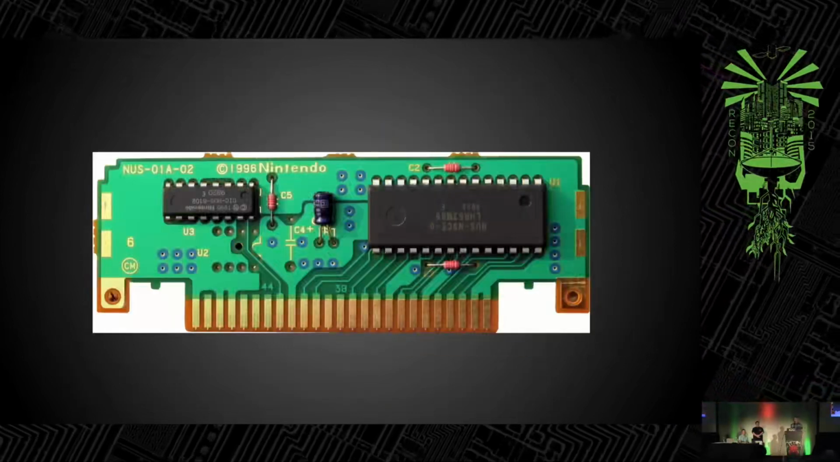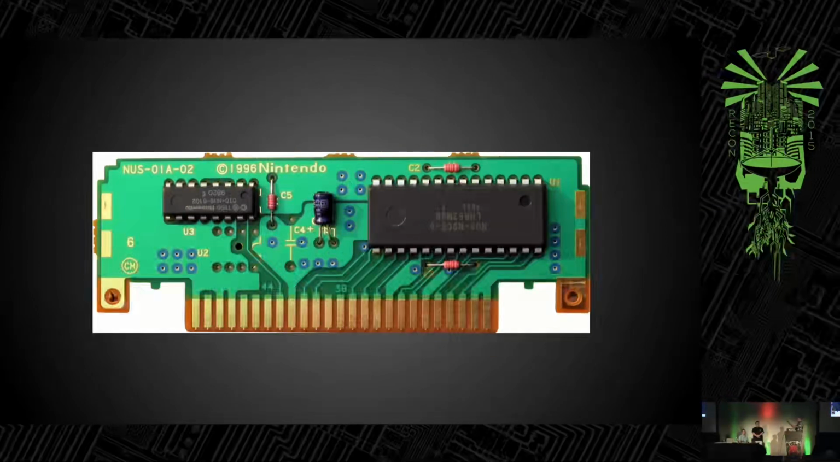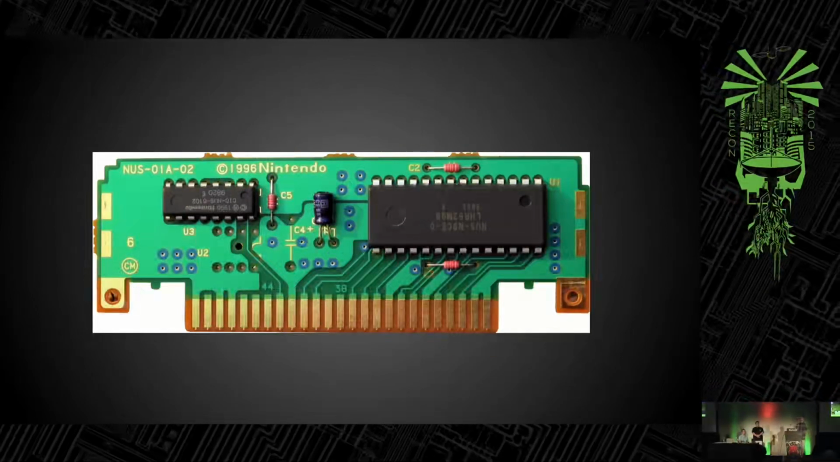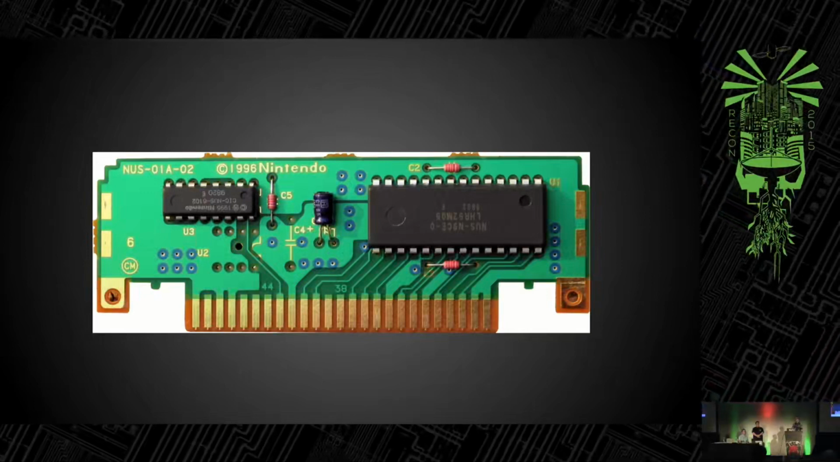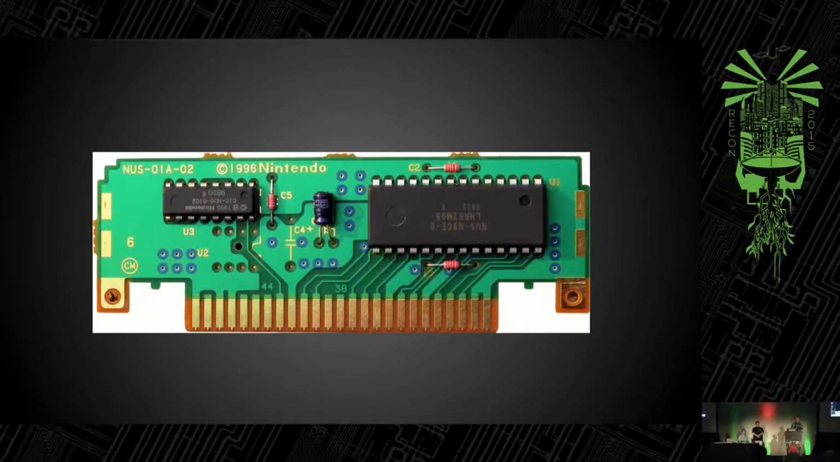So here's an actual game cartridge. This is a legitimate one. So the chip on the left is the lockout chip. It looks exactly the same. They're made by Sharp. It's just the more modern iteration, I suppose.